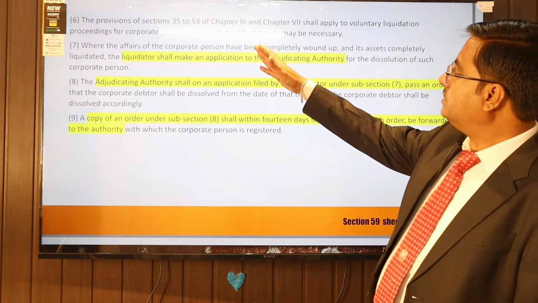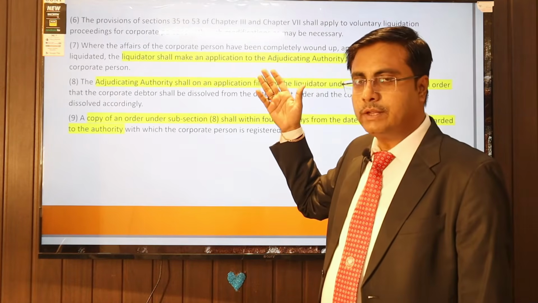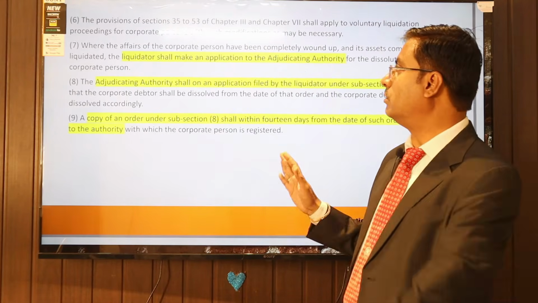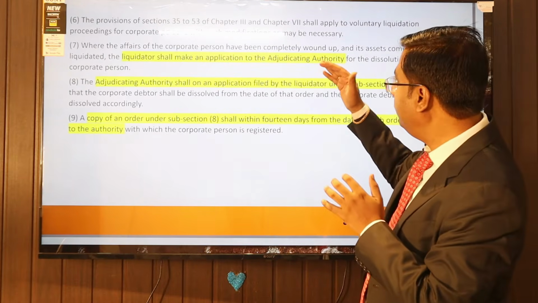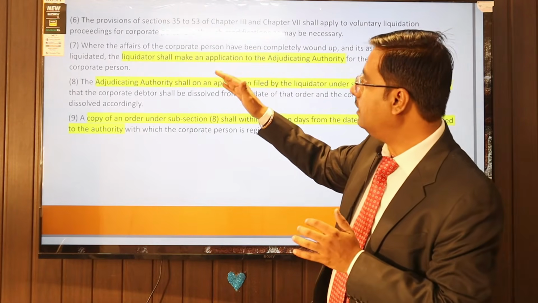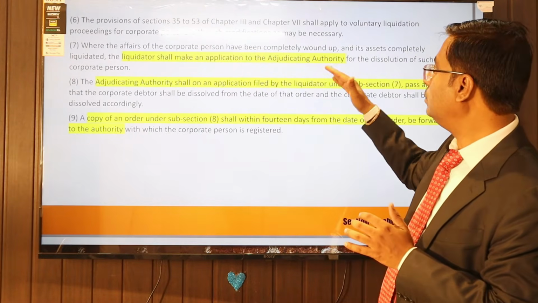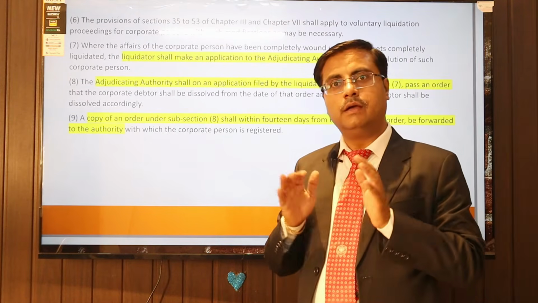So the provisions of Sections 35 to 53 of the chapter on normal liquidation are applicable in this case also. Where the affairs of the corporate person have been completely wound up and its assets completely liquidated, the liquidator shall make an application to the adjudicating authority for the dissolution of the corporate person.